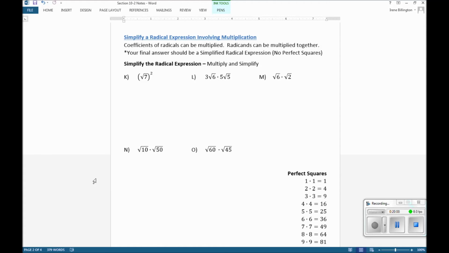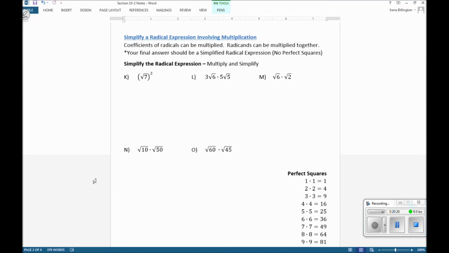From there, we have to make sure that we continue to simplify so that there are no perfect squares underneath that square root sign. And I'm going to show you 2 different ways to approach some of these problems. There isn't really a right or a wrong way. There are just 2 ways that you can look at it. And it's really your decision how you choose to approach the problem.